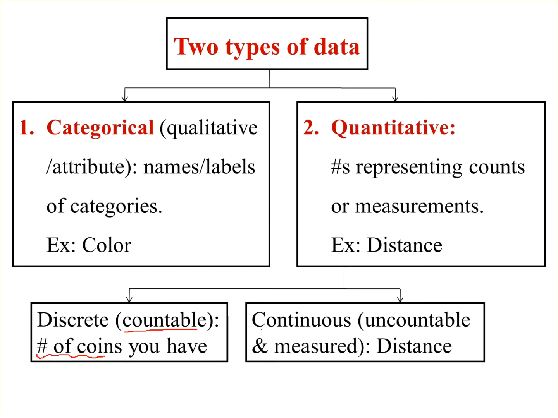Continuous, on the other hand, you cannot count, so it's uncountable. It has to be measured. For instance, the distance from your home to the school. Can you use your fingers to count the distance? Probably not. You have to use some instrument, some gauge, to get the distance. So this is how we further categorize quantitative variables.